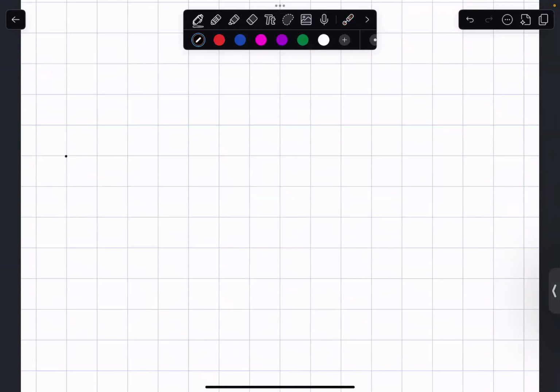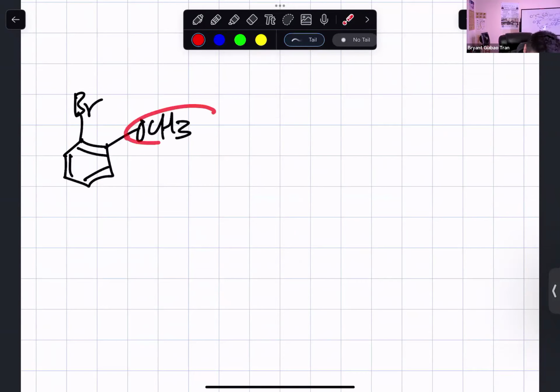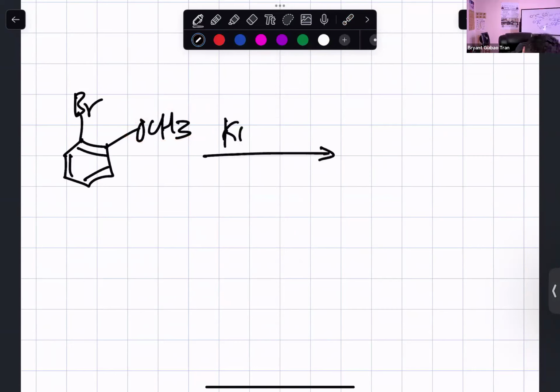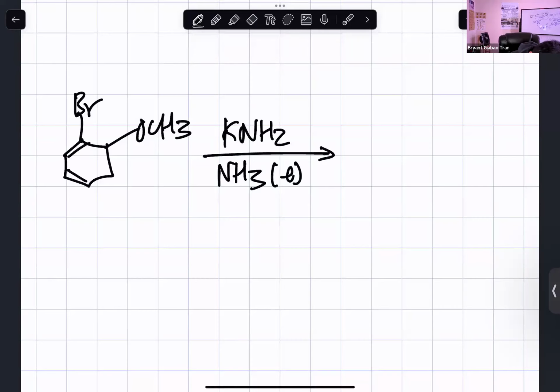Yeah, to get two products, but I think there was a question about how you decide which one is the major product. So that's if there is an EDG attached to it. Let's say with an EDG like that, and we react this with KNH2, NH3 liquid, and I'm going to draw the double bonds like this.